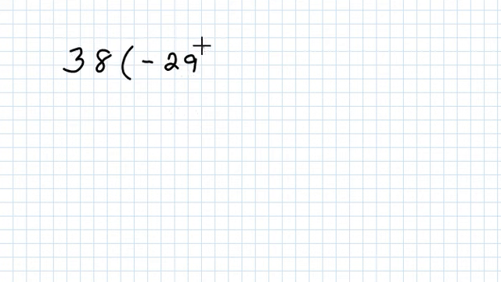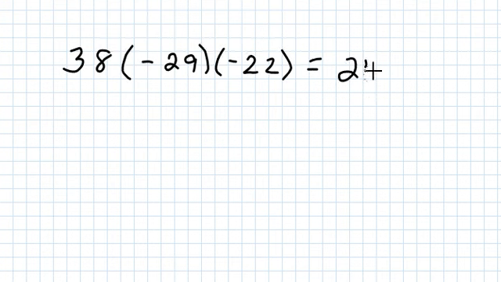Okay, what if I had 38 times negative 29 times a negative 22? Okay, so we have a positive times a negative, and that would be negative, and a negative times a negative is positive. And so this becomes 24,244.